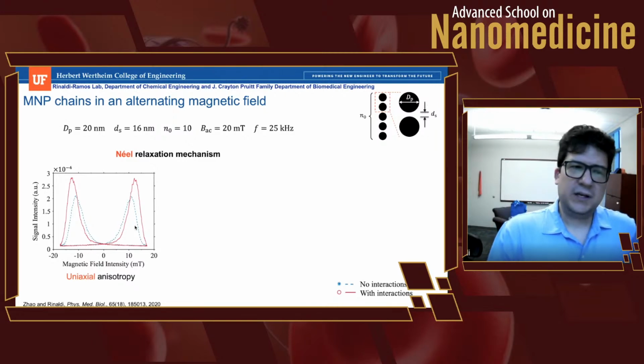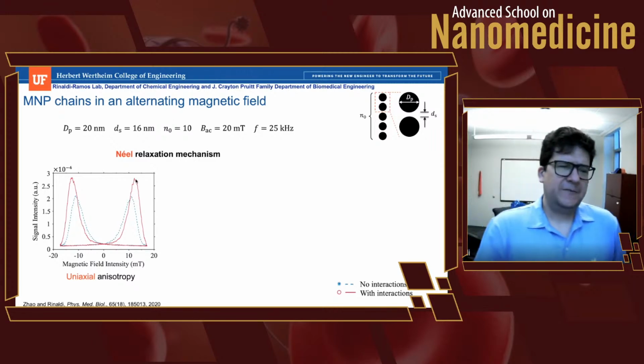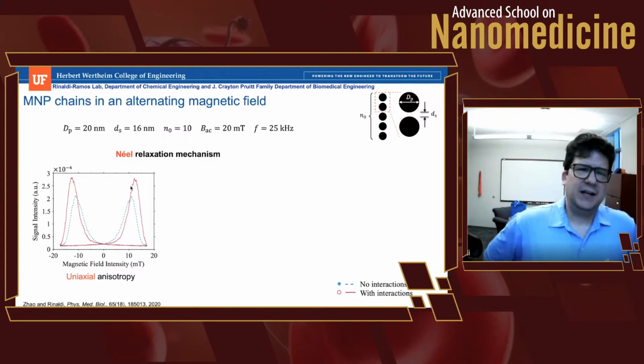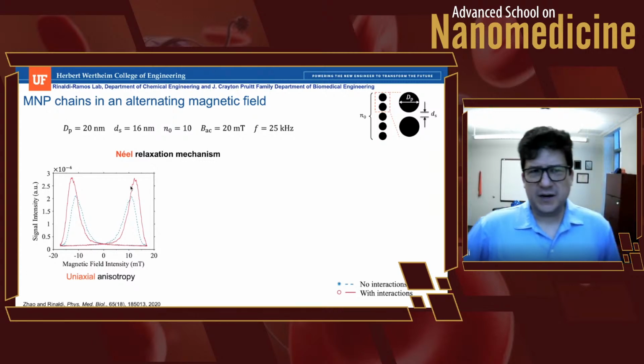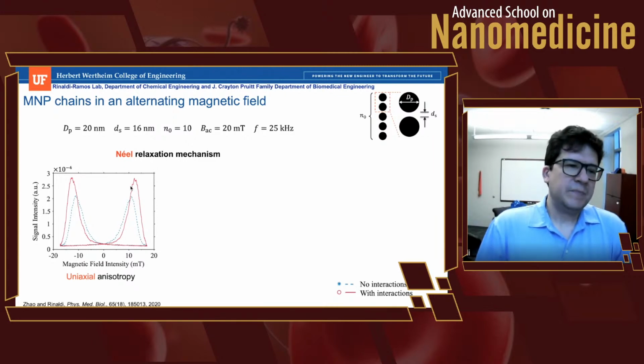But I think the more important observation is that when you turn on interactions in the chain, the height of the peak goes up. The fact that the peak is shifted can lead to problems in image generation, but it turns out that the Connolly group was able to figure out how to obtain an image out of this, as I'll show you in a few minutes. So this is for uniaxial anisotropy.